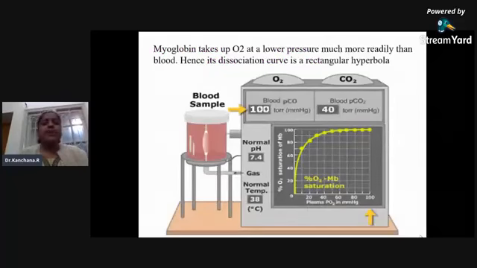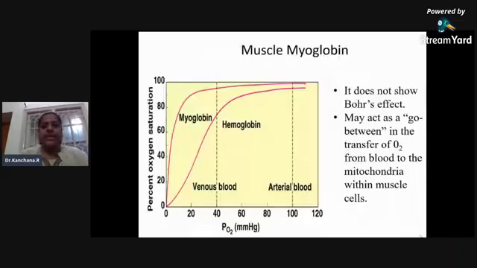Now, myoglobin takes up oxygen at a lower pressure much more readily than blood. Hence, the dissociation curve is a rectangular hyperbola when compared to the sigmoid shape which occurs normally. Now, myoglobin does not show the Bohr effect. It acts as a go-between in the transfer of oxygen from blood to the mitochondria within muscle cells.